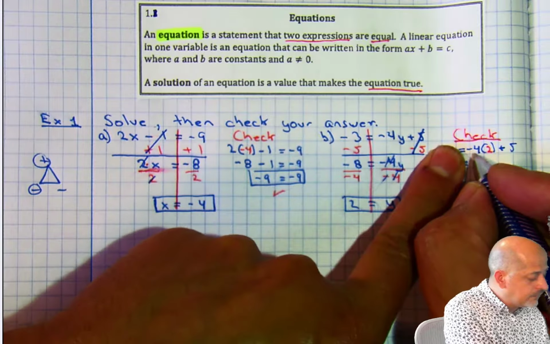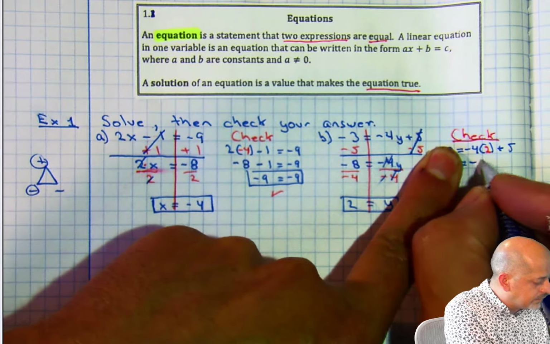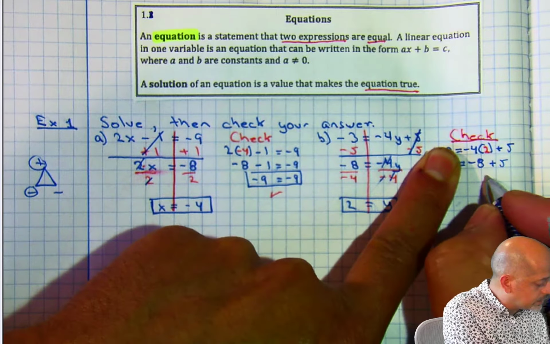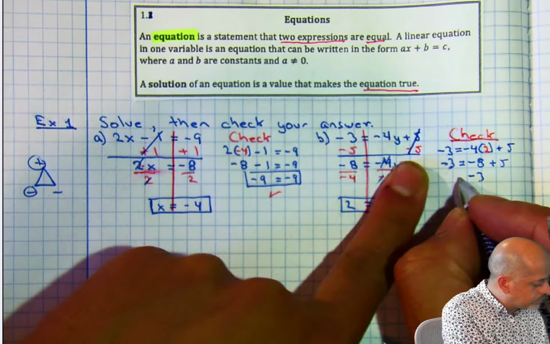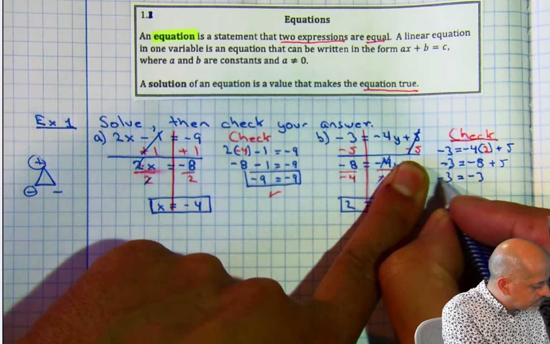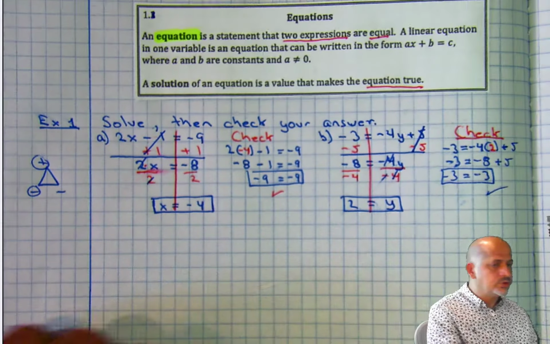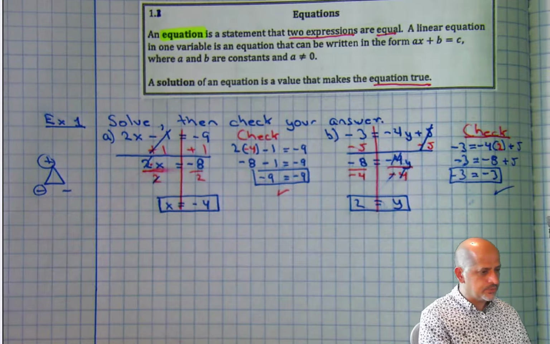Negative 4 times 2 is negative 8. And plus 5, they have different signs, so I'm going to subtract, and I'm going to keep the sign on the bigger number. That comes out to negative 3. So therefore, is that true or false? That is true. So therefore, 2 is the correct solution.